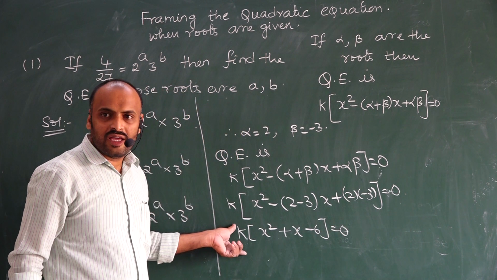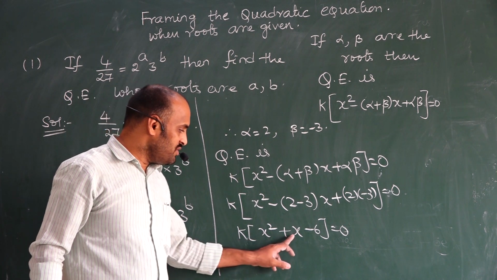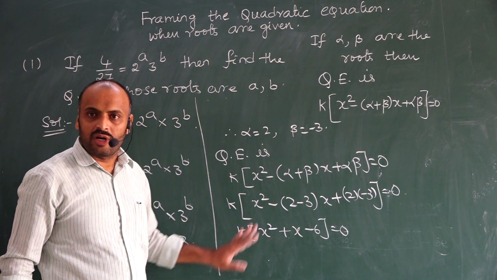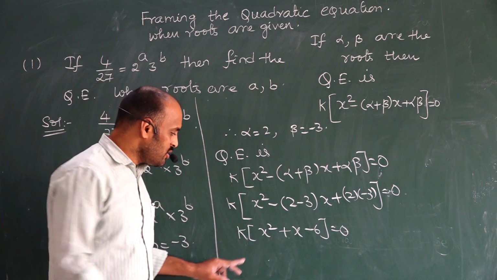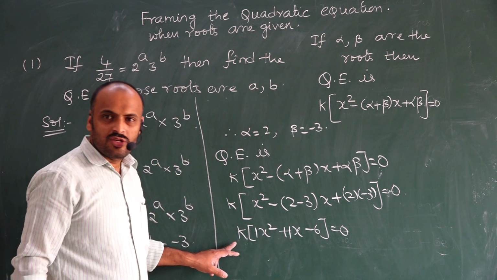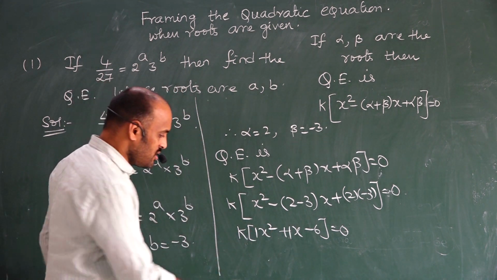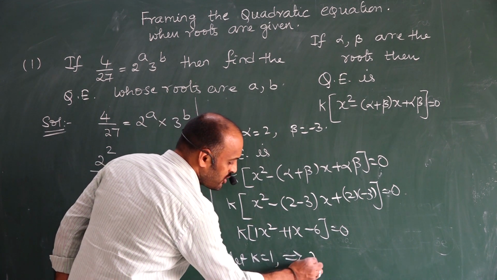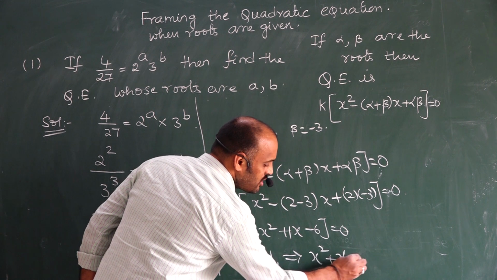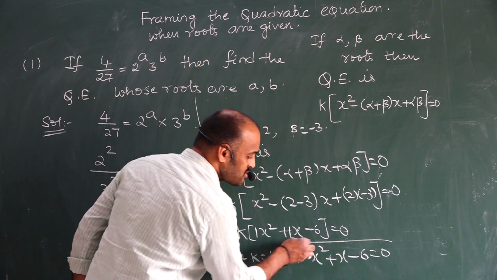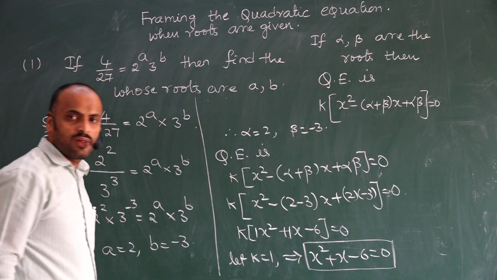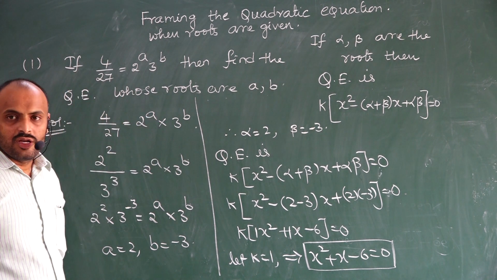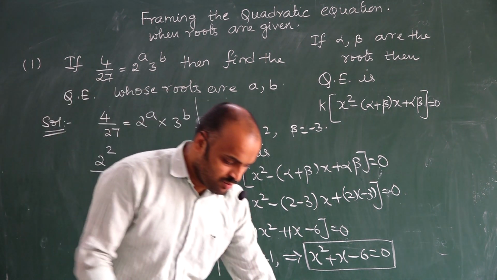Here we are using k so that every coefficient will be a whole number. But here the coefficients are already whole numbers, so I'll consider k as 1. Let k be equal to 1. Therefore, the quadratic equation is x square plus x minus 6 is equal to 0. This is how we frame the quadratic equation. Let's see one more example.